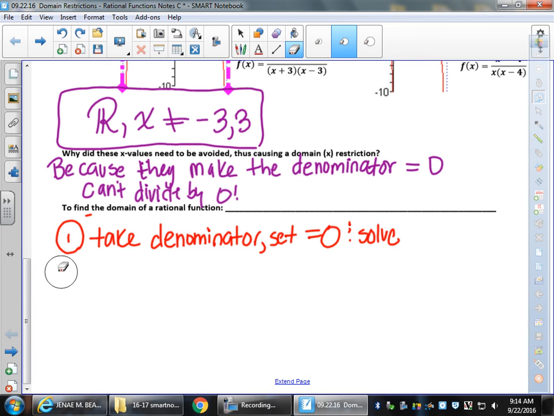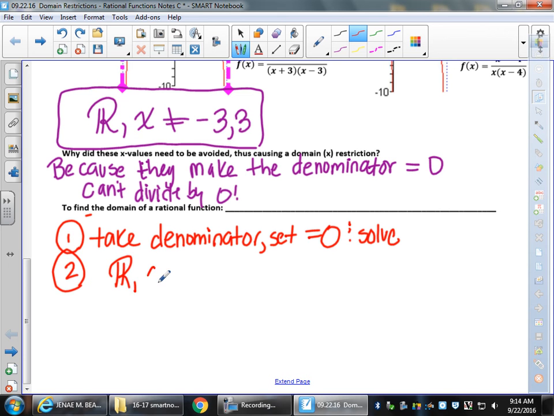Step 2 is just what our answer is going to be. Answer: all real numbers, x not equal to whatever you got when you solve.